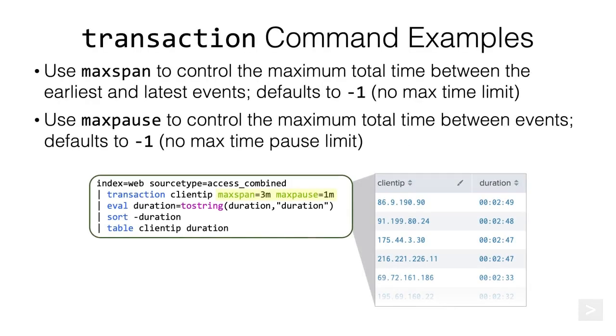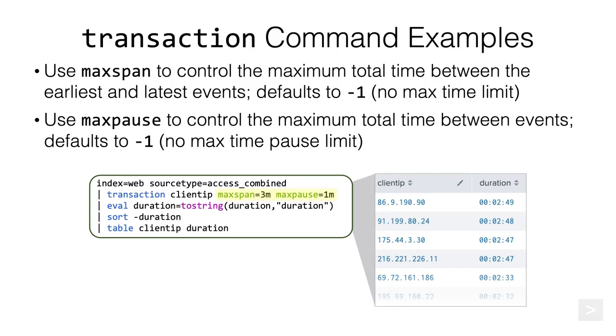The transaction command has a couple options built into it, two of those being maxspan and maxpause. These two options allow us to control the overall time of the transaction, maxspan allowing us to keep track of the maximum total time between the earliest and latest events in the transaction, controlling that time range. Whereas maxpause allows us to set the maximum total time between events within the transaction. Both default to -1, meaning there is no maximum time limit.